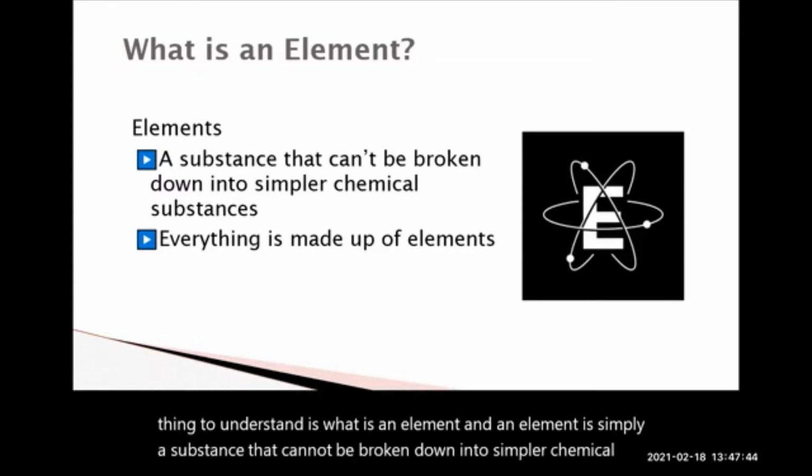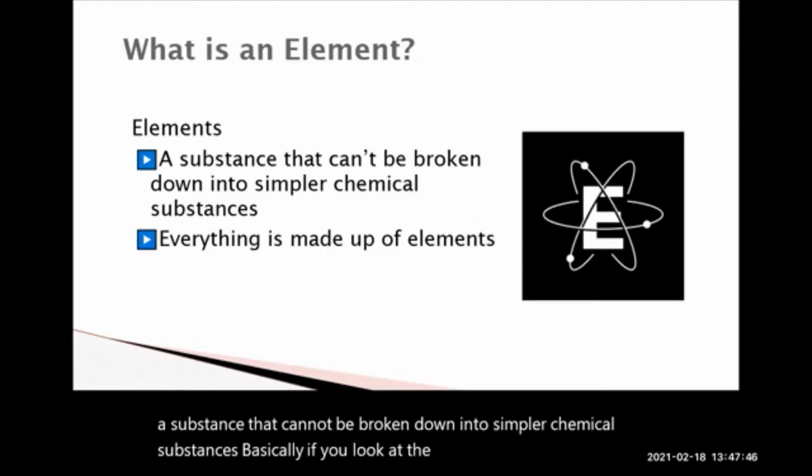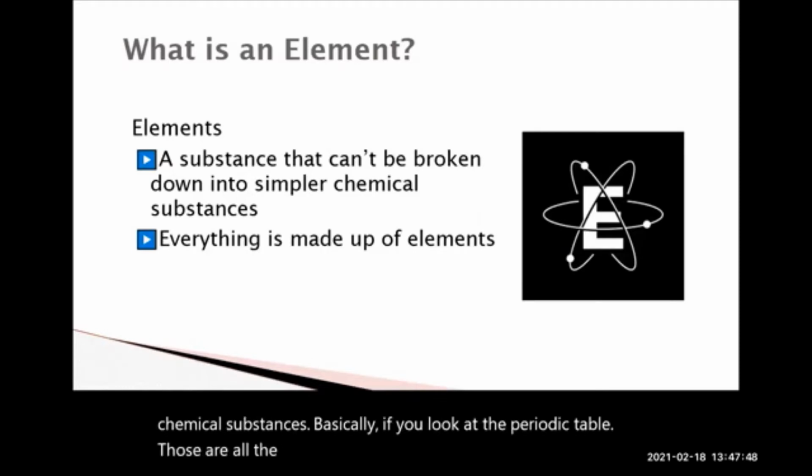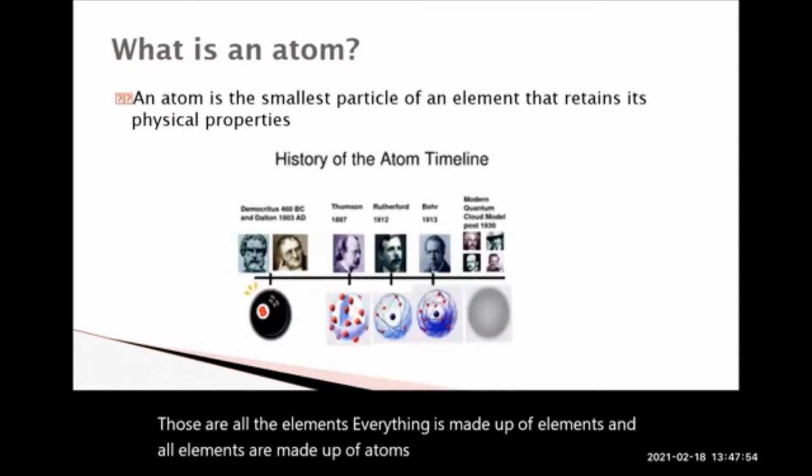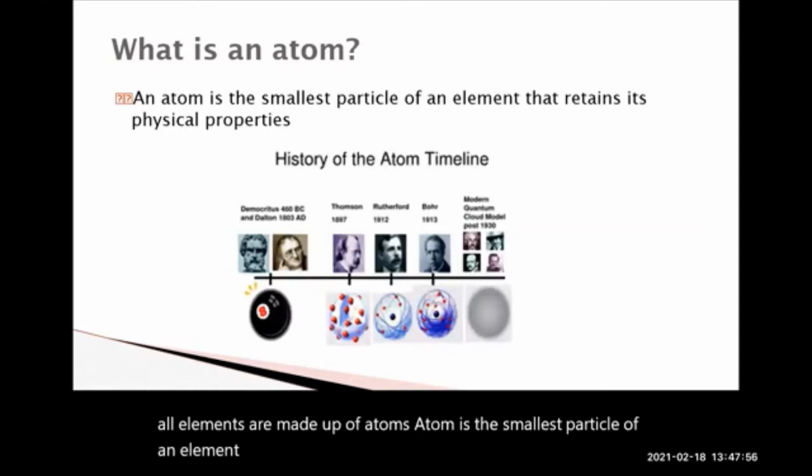Basically, if you look at the periodic table, those are all the elements. Everything is made up of elements, and all elements are made up of atoms. An atom is the smallest particle of an element that retains its physical properties. So atoms build elements, elements build everything else. So those are how the two are related.